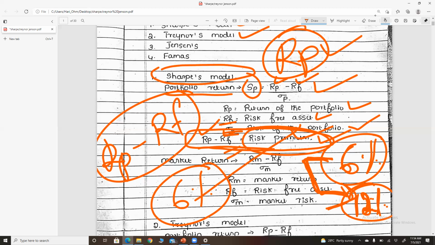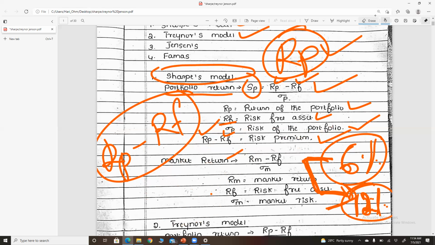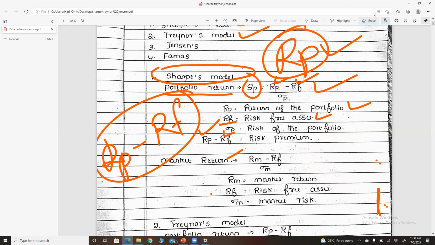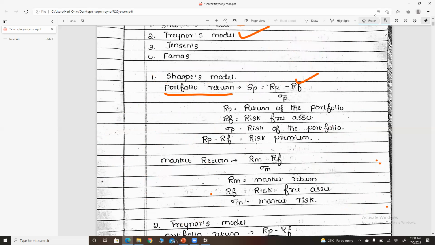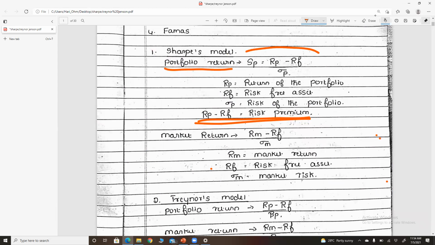Okay, clear? You got the meaning of risk premium, right? So here RP minus RF is nothing but risk premium. Okay, clear? Now, see, the formula is this one. To calculate Sharpe's model, the portfolio measure SP is equal to RP minus RF divided by standard deviation P.